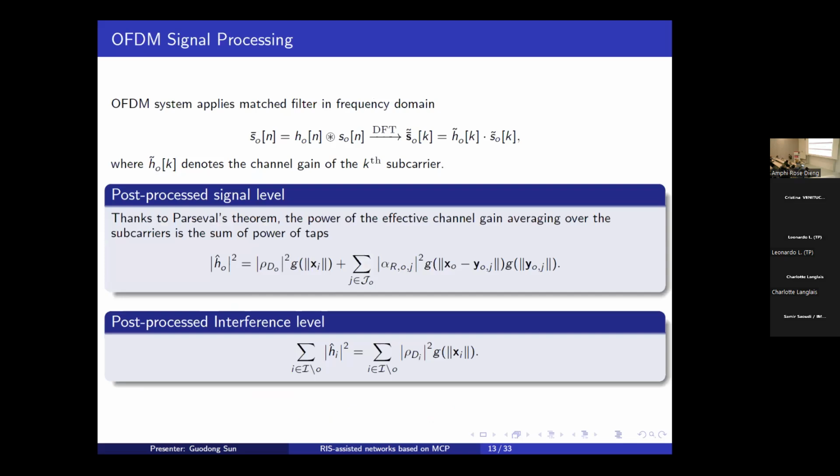This is a bit technical, but it's a classical result from OFDM. For OFDM, you map things in the frequency domain, and over all the subcarriers, you apply a matched filter. Then you get the channel gain in the frequency domain. And we know that for the Fourier transform, the power in the frequency domain is the power in the time domain. So actually we can sum up the power of each channel tap in the time domain as a result of OFDM. For the interference, it's the same: the sum of channel power from all other interference.